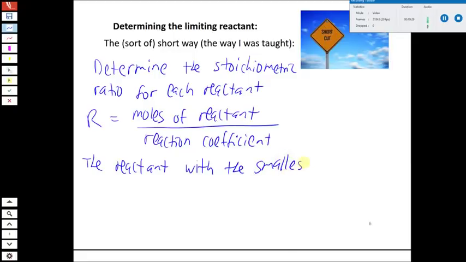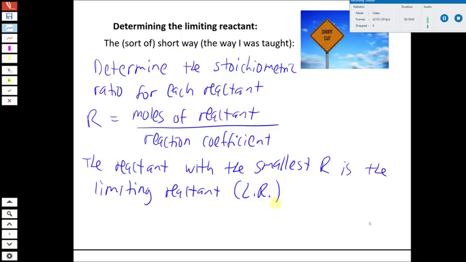So I think it's a little bit easier to keep that straight than the other scenario that I gave you before. Whichever one has the smallest stoichiometric ratio will be the limiting reactant. And I'll abbreviate limiting reactant very often as LR, so we're familiar with that. All right, so I think this is a slightly easier approach. It's not necessarily a shorter approach, but then you just have to compare two numbers and pick the smaller one and identify that automatically as your limiting reactant.